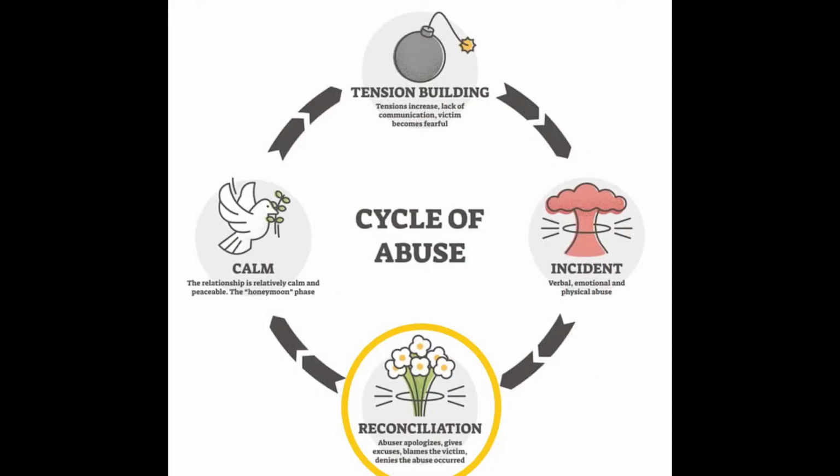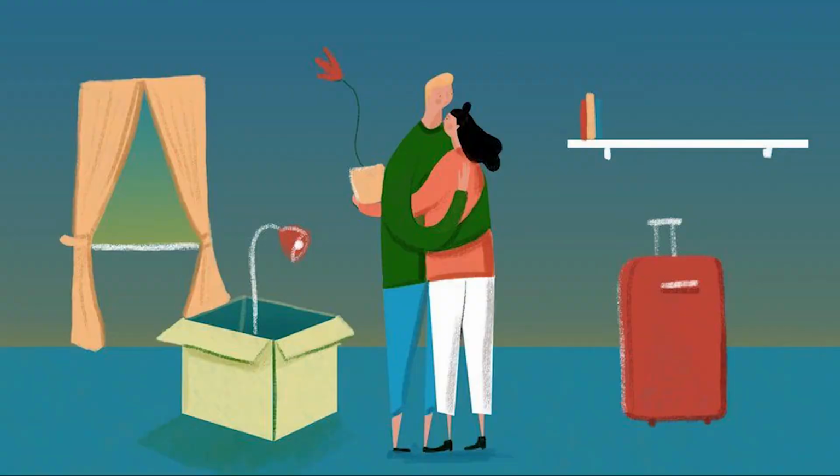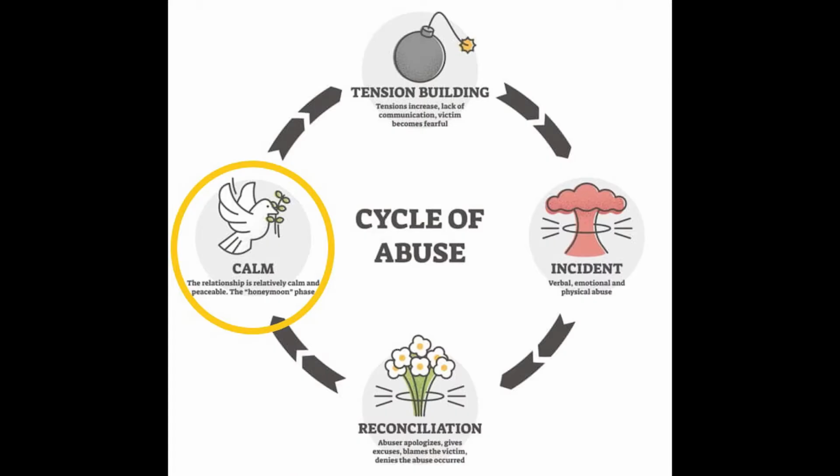The third stage is reconciliation. At this point, abusers may initiate a reconciliation because they fear that the victim will leave. They promise that they won't do it again and may try to shift the blame on the victim by saying that they only did that because the victim made them angry. Here, many victims have hope the relationship will work out.